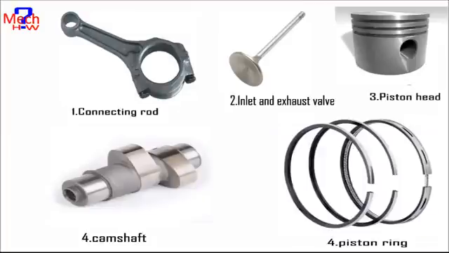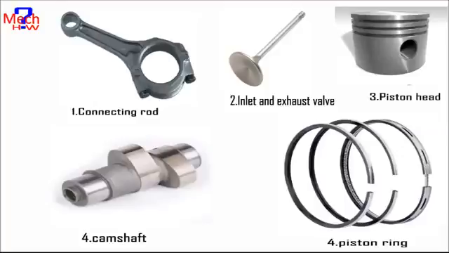7. Inlet and exhaust valve. Valves are commonly mushroom-shaped poppet type. They are provided either on the cylinder head or on the side of the cylinder for regulating the charge coming into the cylinder, the inlet valve, and for discharging the products of combustion from the cylinder, the exhaust valve.